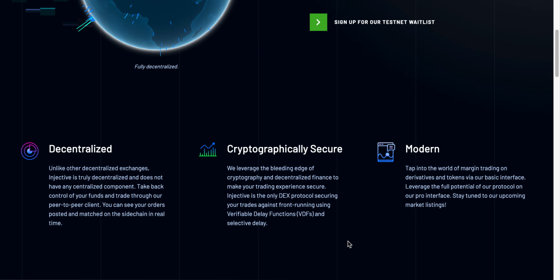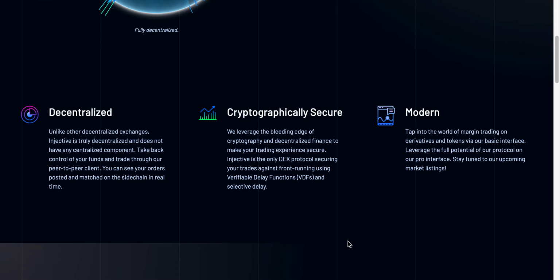Decentralized. Unlike other decentralized exchanges, Injective is truly decentralized and does not have any centralized component. Take back control of your funds and try our peer-to-peer client. You can see your order posted and matched on the sidechain in real time.